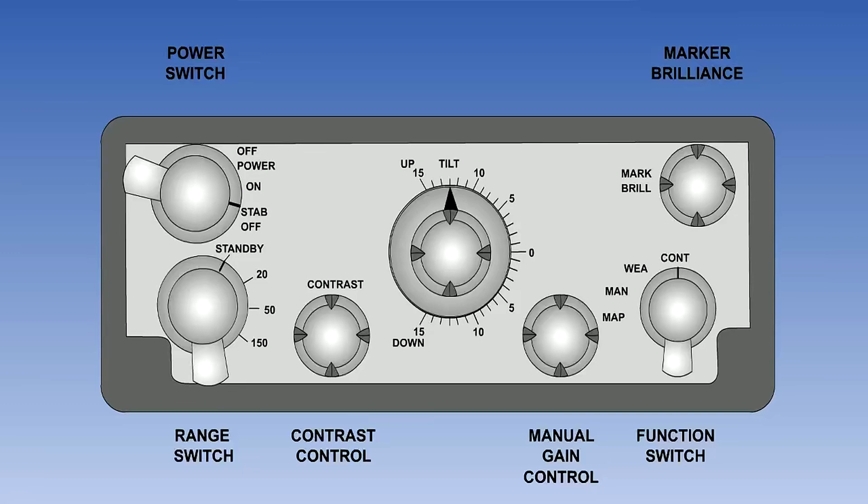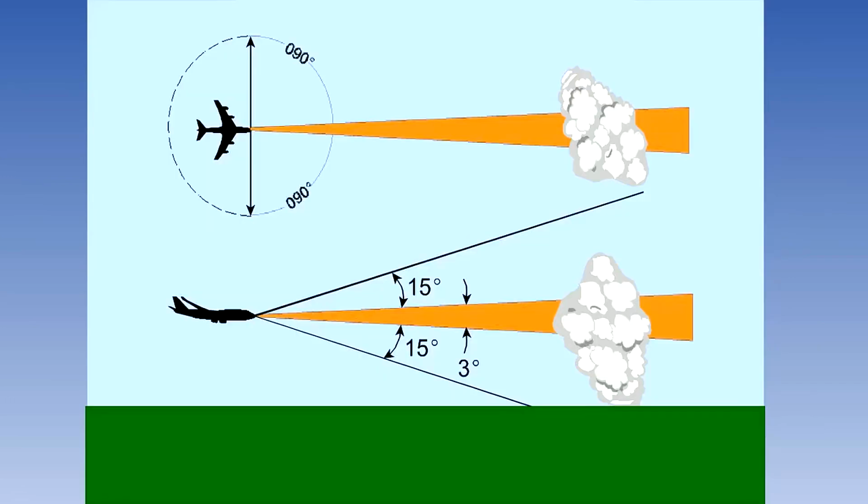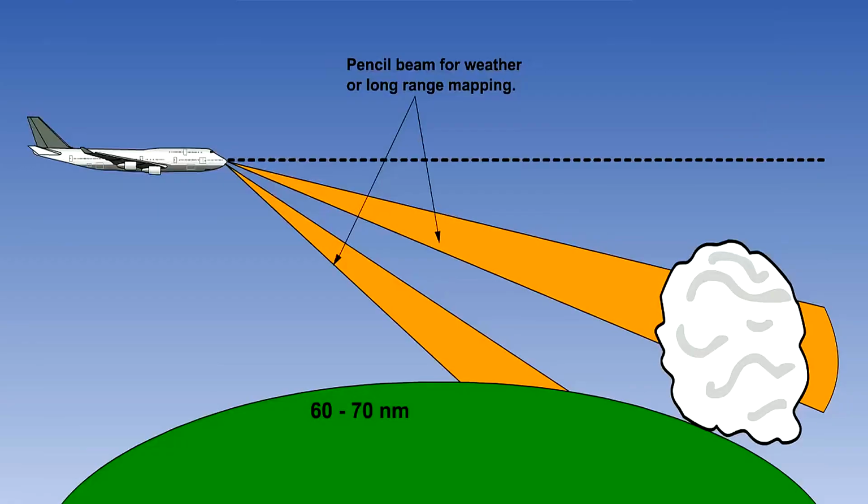When you are clear of hazards but still on the ground, the maximum up tilt and the pencil beam should be selected. Once airborne for weather detection, the tilt angle is raised to avoid ground returns. Due to the curvature of the earth, the tilt should be higher when the selected range increases or when the aircraft descends to a lower altitude. The function switch has 4 positions: map, manual, weather and contour.